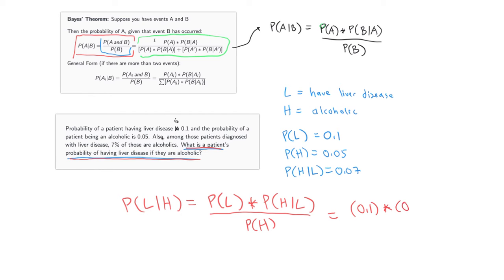So we got 0.07, and that's all over the probability of being an alcoholic, which is 0.05. All right, now if you were to work that out, that would be 0.14. Okay, so that's actually how you do that.